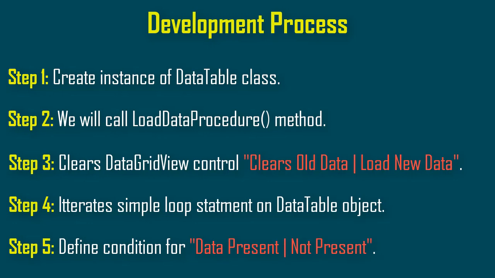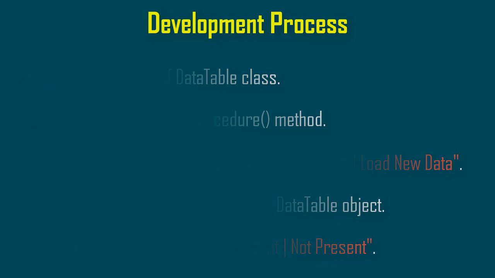Because we have two cases, data present case and not present case. If the data is present, then we want to hide the picture box control. And if the data is not present, then we want to show the picture box control, because the main objective of the picture box control is to show a meaningful message to the user. However, let's implement all the steps one by one.